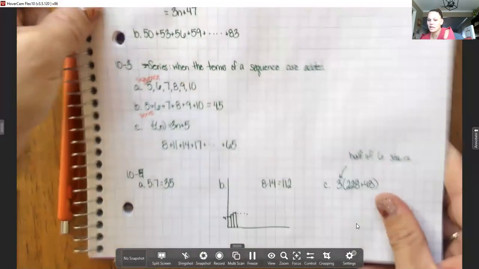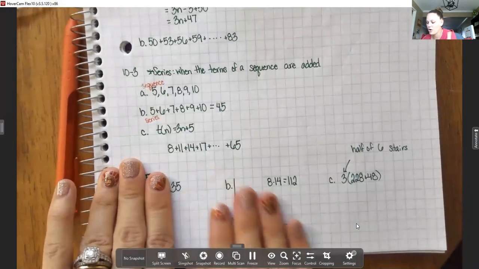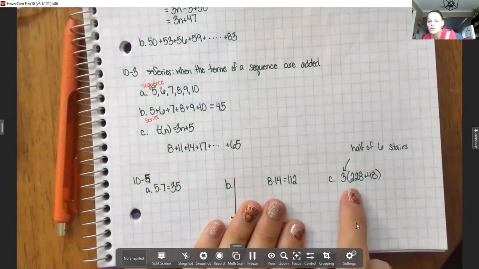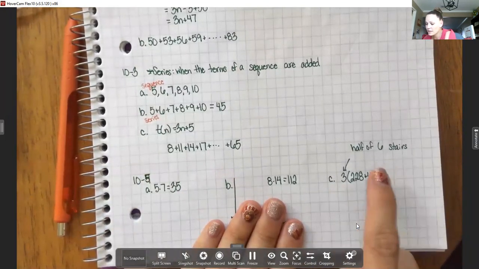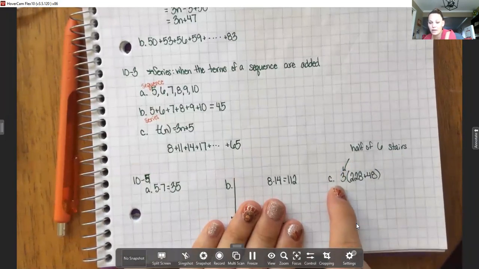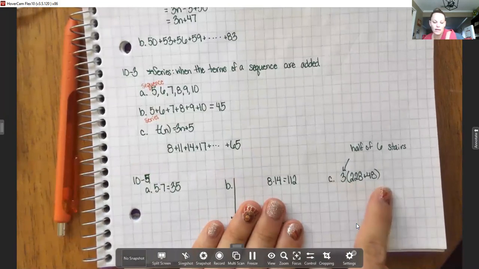So on part C, again, I started part B drawing it, but it was not going very well. So on part C, it's 3 because there were 6 stairs, so we take half of it. That's 3. And then we add the first stair and the last stair together. So 228 plus 48.